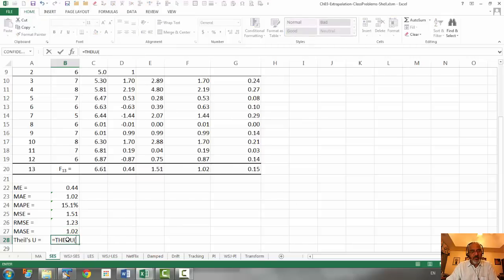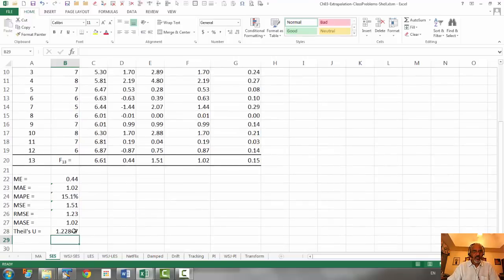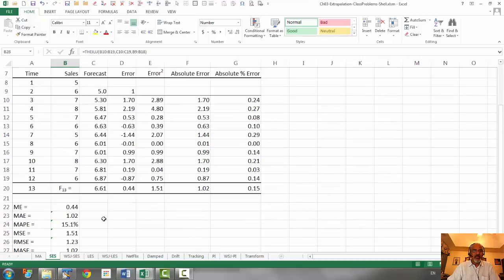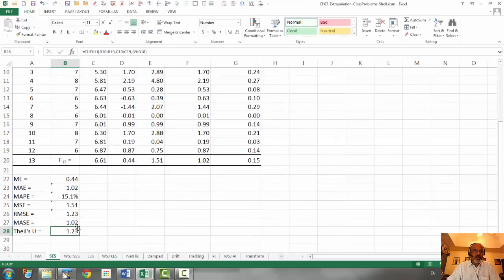Now Theil's U, again the same concept. The actual value, the forecast you are considering, comma, the random walk forecast, which is actual values starting from time period 2 through time period 11. And the Theil's U is even larger. So this tells us that the simple exponential smoothing, with alpha equal to 0.3, is not giving you a better forecast than the random walk naive model.